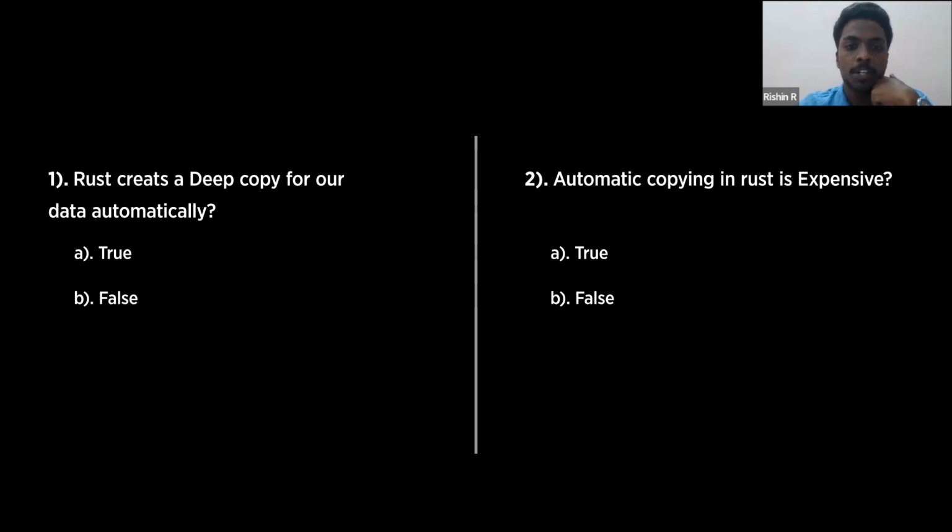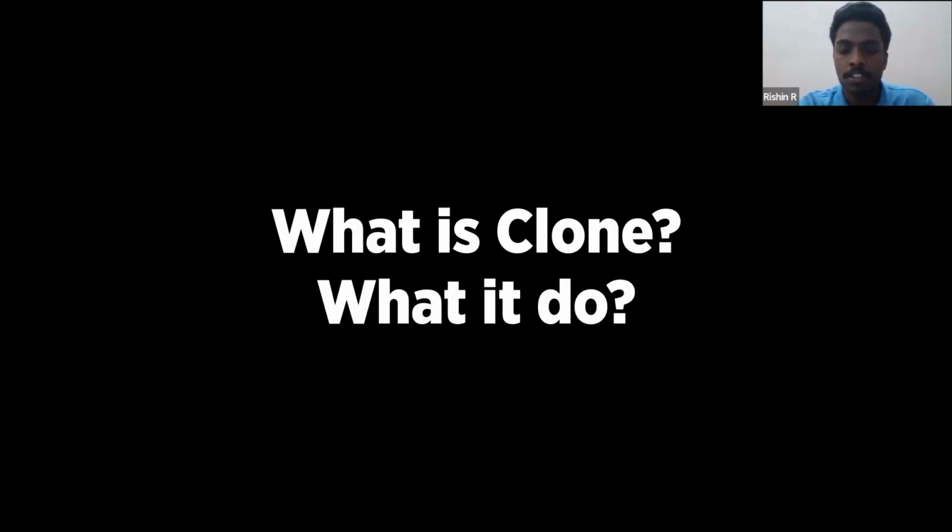So the first question was, state whether true or false: Rust creates a deep copy of our data automatically. The answer was false. The next question is, automatic copying in Rust is inexpensive. The answer is true. So automatic copying in Rust is inexpensive because Rust only takes shallow copies. With the clone, we have already discussed it, so don't have to worry about it.